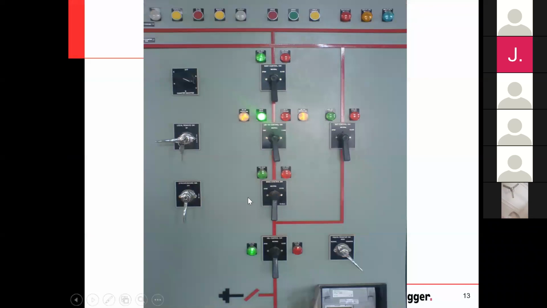So in each bay, if you see, you have a breaker. This is an isolator and this is another isolator. Isolator, breaker, isolator, and you have a switch. Two more switches here. You can see in steel, this is a local remote switch and this is a synchronization switch. So now let us understand what is the application of these two switches.